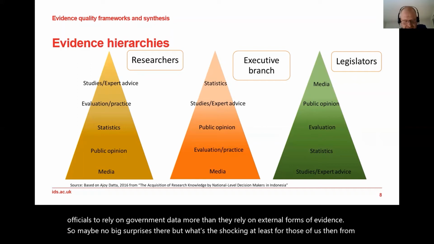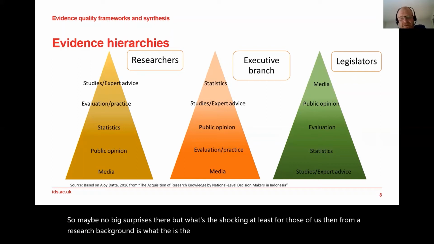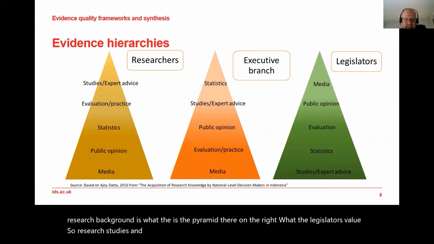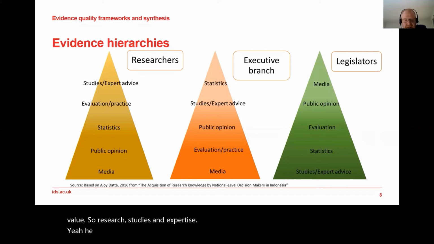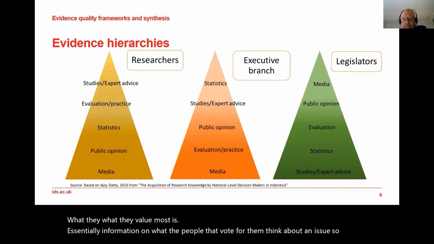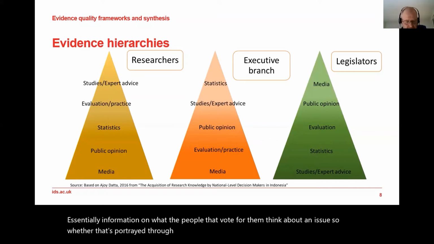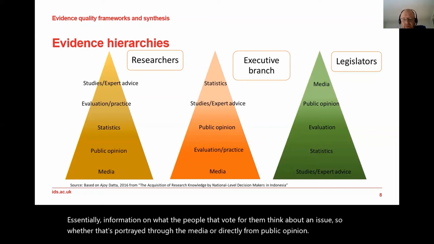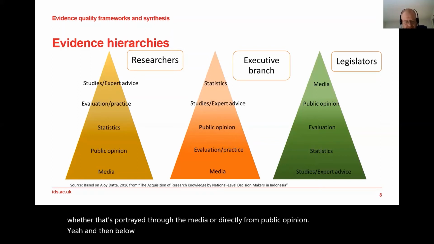So maybe no big surprises there, but what's more shocking, at least for those of us from a research background, is the pyramid on the right, what the legislators value. So research studies and expertise here are the least valuable form of evidence for them. And what they value most is essentially information on what the people that vote for them think about an issue, whether that's portrayed through the media or directly from public opinion. And then below that, practical lessons about what works, so evaluations and lessons from practice.